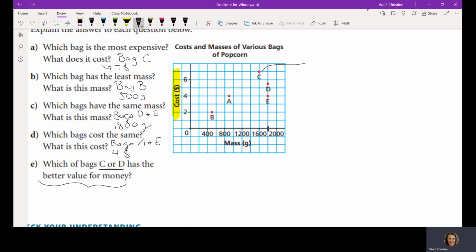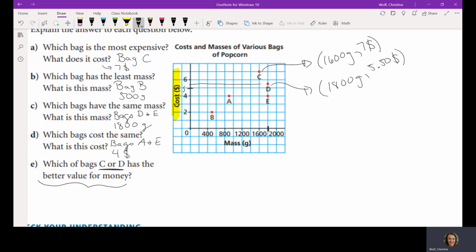Let's just figure out what C is telling us. So bag C is telling us that we will get 1,600 grams, right? It's over top of 1,600, and we'll get that for $7, right? Bag D is telling us that we're going to get 1,800 grams for only, if we look over to the cost here, well, this would be 5, and we're halfway between 5 and 6. So when we're talking about money, that would be $5.50.